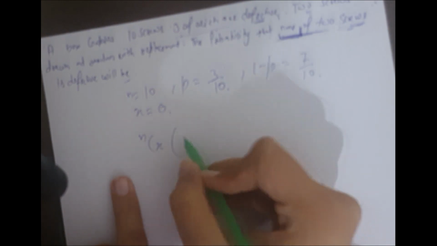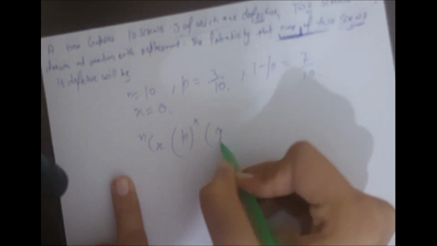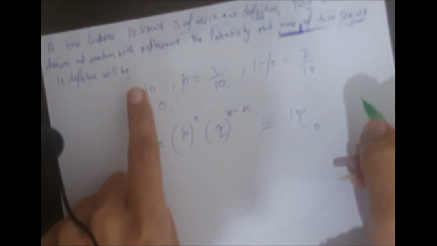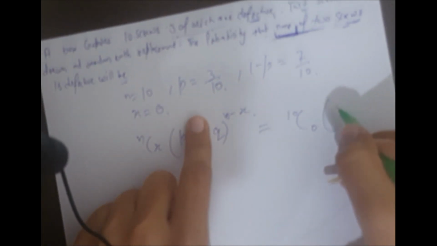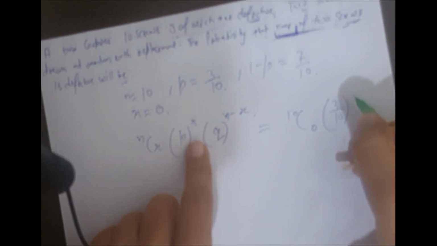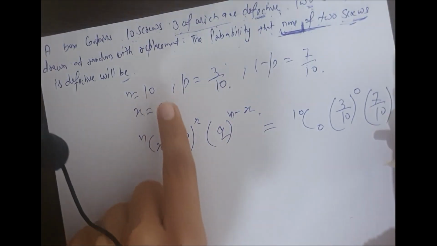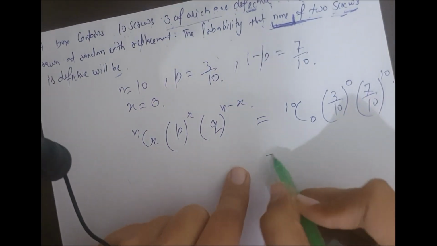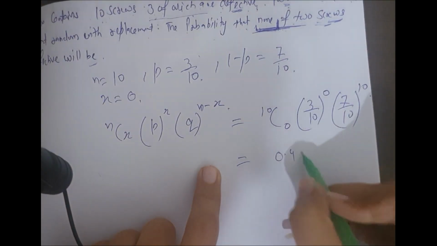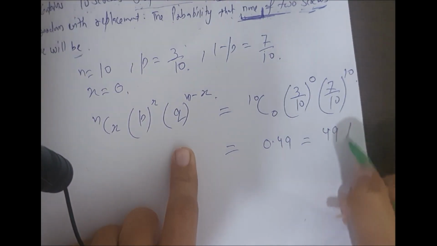Applied that in the formula, that is nCx p^x q^(n-x), that is 10C0, p is 3 by 10 into x 0, this is q, 10 minus 0. Now solve it, 0.49, that is 49%.